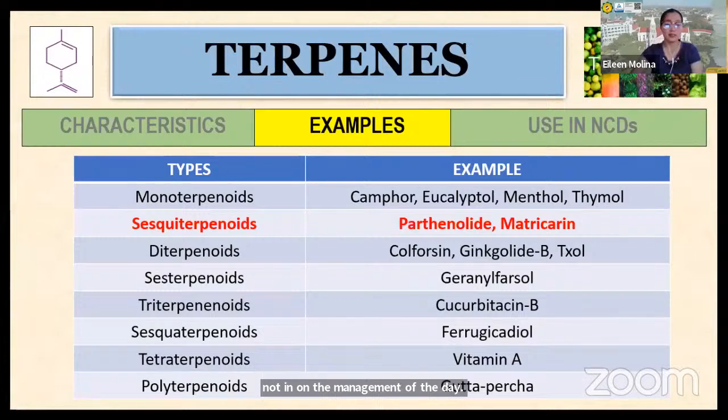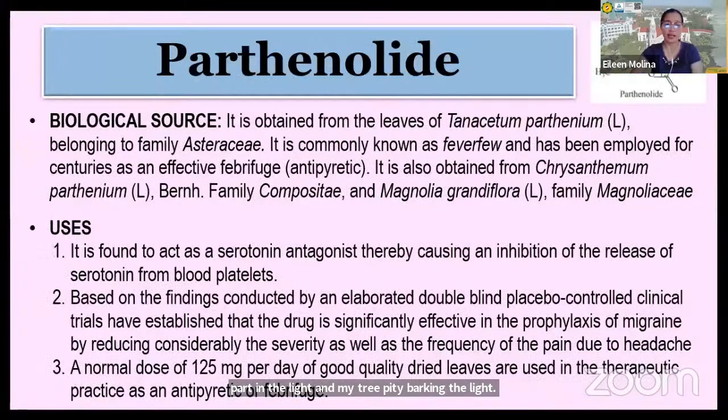All right, so the next terpene group is sesquiterpenoids. Examples of this would be parthenolide and matricarin. Parthenolide, let's look into the biological source and the uses of parthenolide. It is obtained from the leaves of Tanacetum parthenium, belonging to the family Asteraceae, though there are also other sources of this terpene.